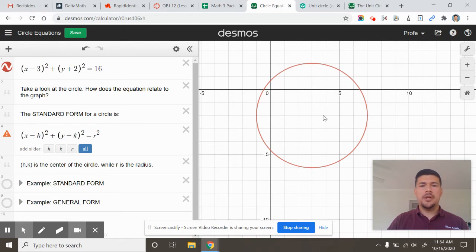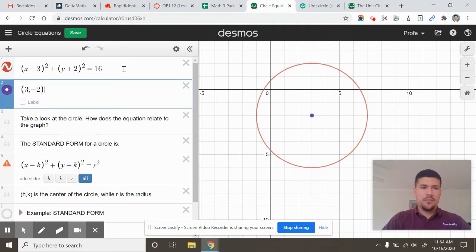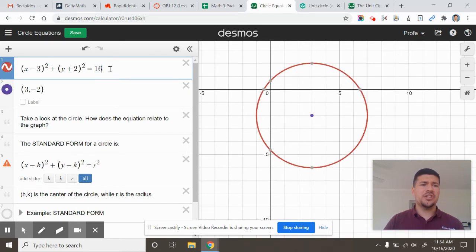So here's what I mean. This circle seems to have a center at (3, -2). So let me enter that coordinate, (3, -2). And apparently, because my scale is counting by 1, its radius is 4. So here's a circle with center (3, -2), radius 4. How does that relate to the equation? Well, take a look at this equation. This equation is known to be in standard form. Standard form is very straightforward.